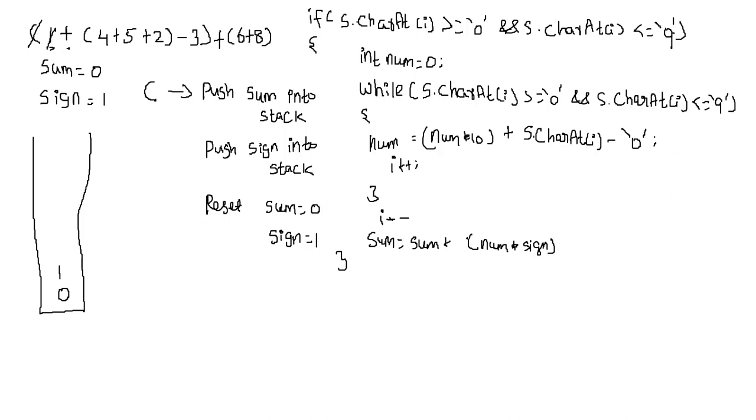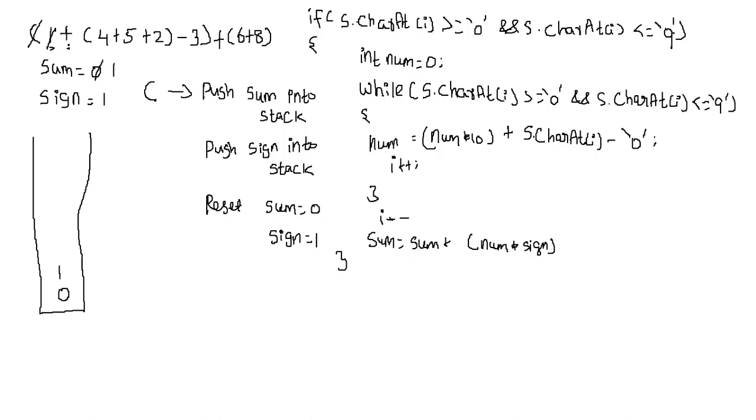Sign value is also 1. Num value is also 1. 1 into 1, 1. That will be added with the variable called sum. So sum value becomes 1 now. Then I'll go for the next iteration, because after this if condition got over, I have to go for the next iteration.